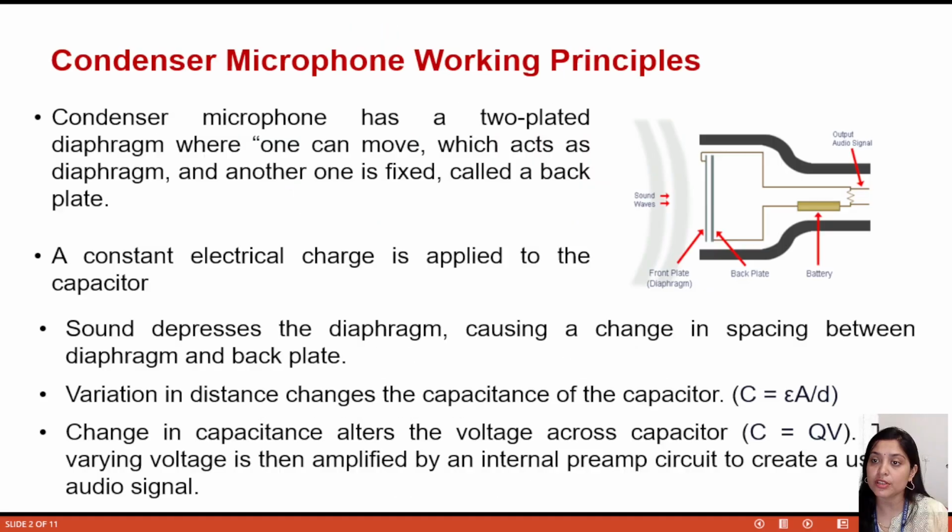The next part of the video contains the capacitor microphone and electret microphone. Condenser microphone is actually the capacitor microphone, so it is also called a capacitor microphone. This is the basic structure of the capacitor microphone. You can see there is a back plate, which is fixed, and there is a front plate, which is very thin and behaves as a diaphragm.